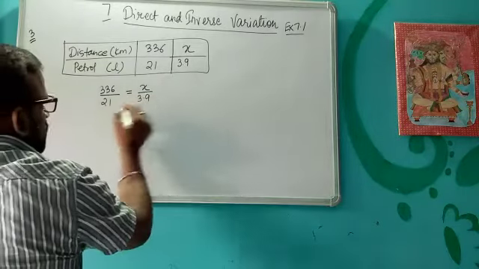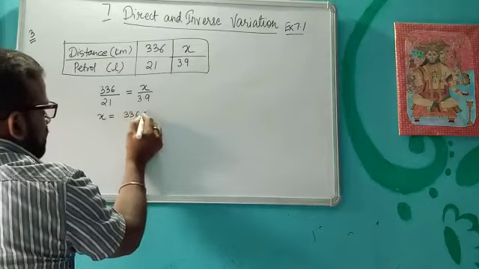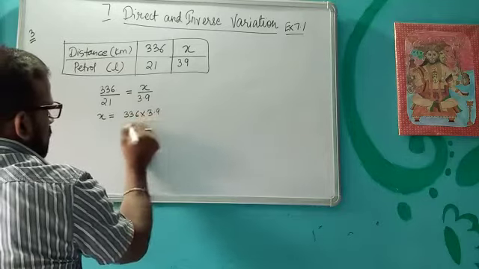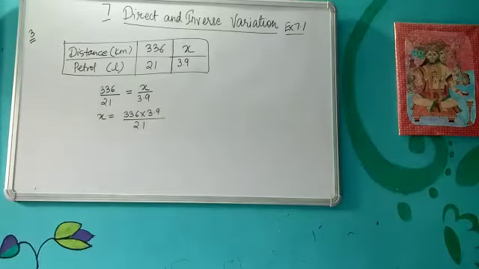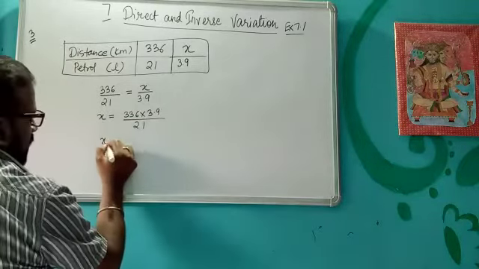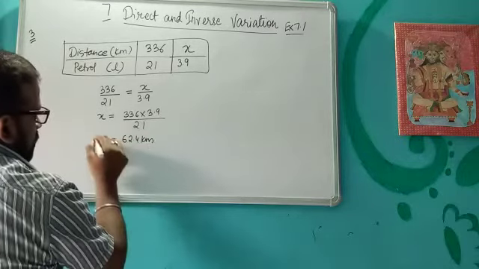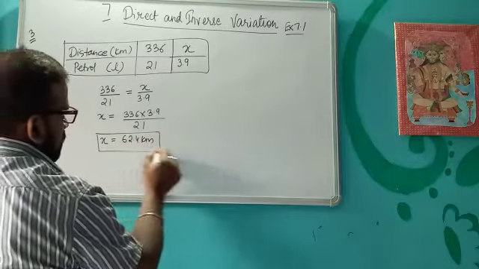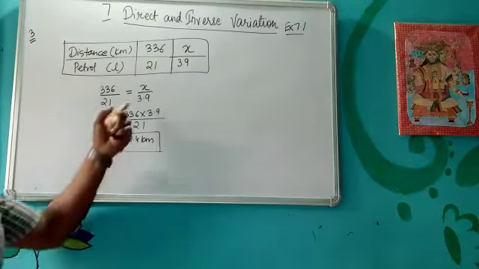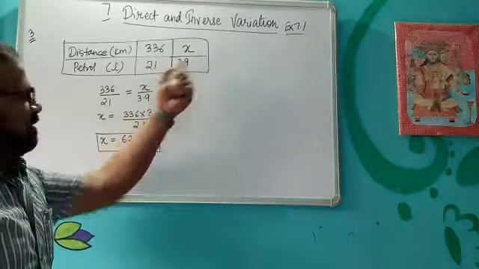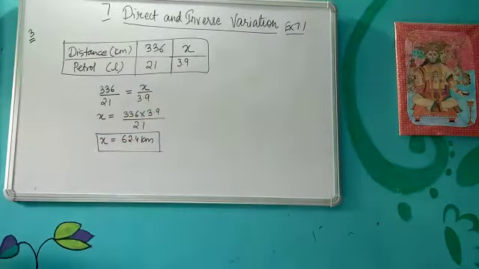Then we will do the cross multiplication. So it will be 336 into 3.9 upon 21. And when you solve it, you will get x equals 62.4 kilometers. And it should be so, since the quantity of petrol decreases, the distance covered is also decreased.